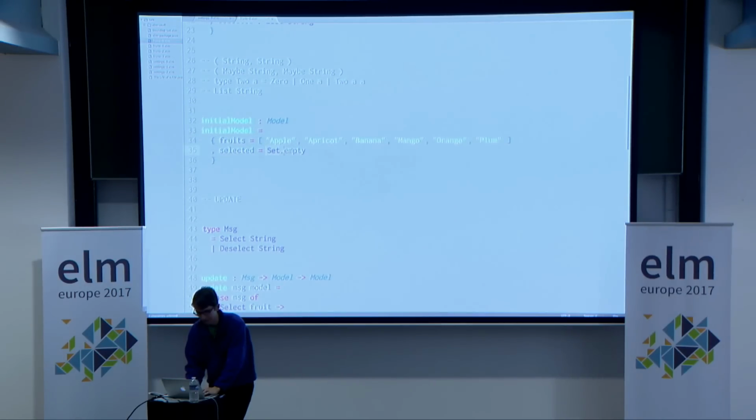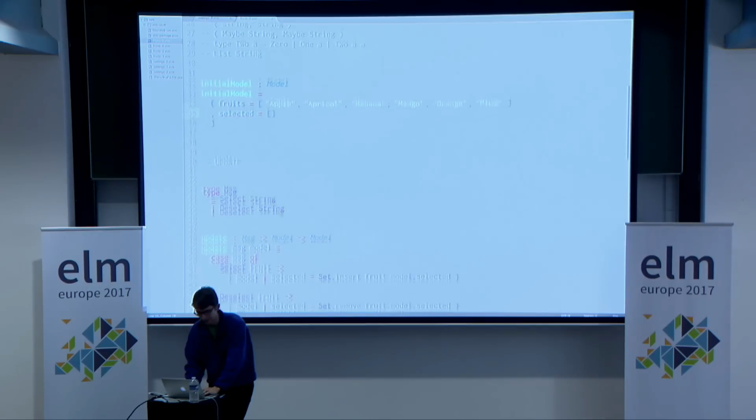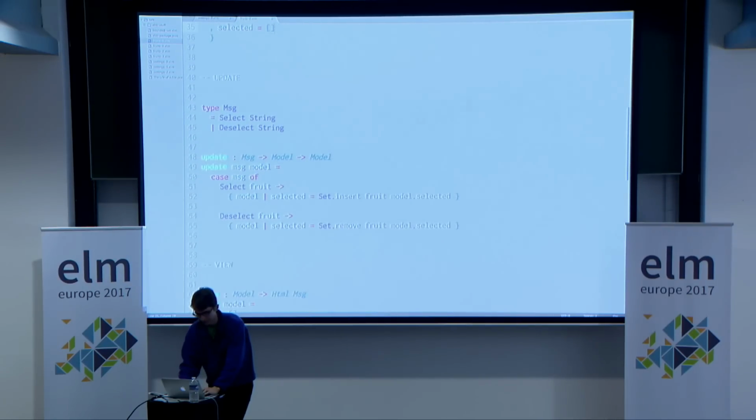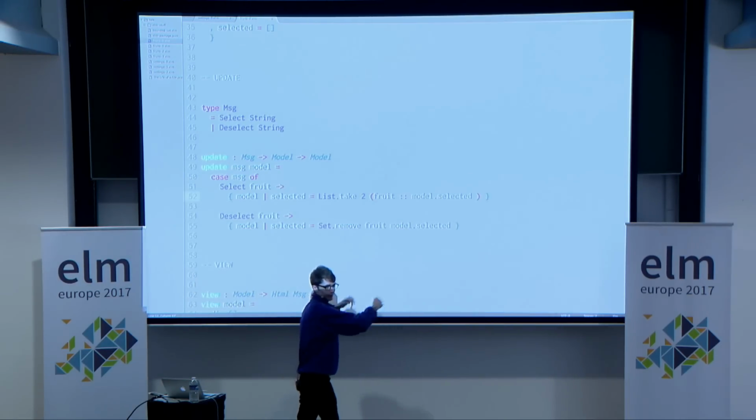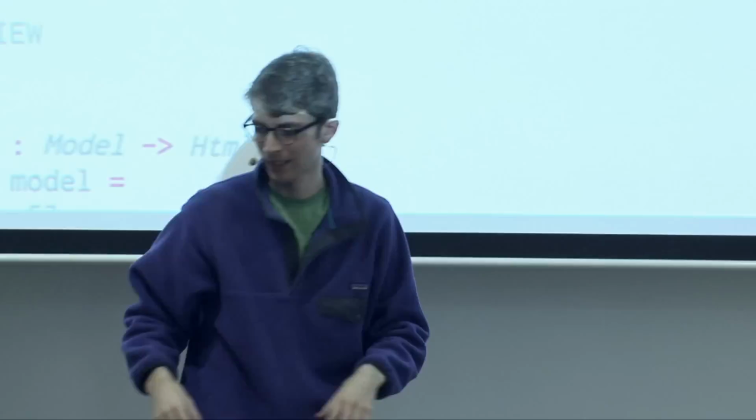So instead of this being empty, this is an empty list. Oops. The cursor just disappears. Anyway, so when we select something, we want to say list.take 2 fruit on the front of our selected list. So this is saying put the fruit on the front and then just take the front 2. So whatever else is there, we'll drop it.